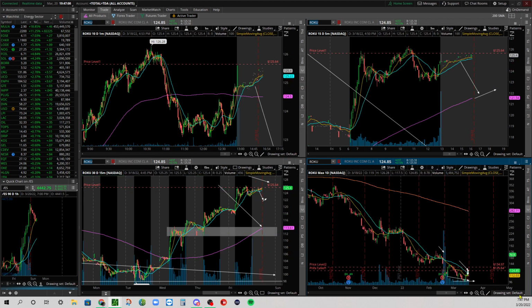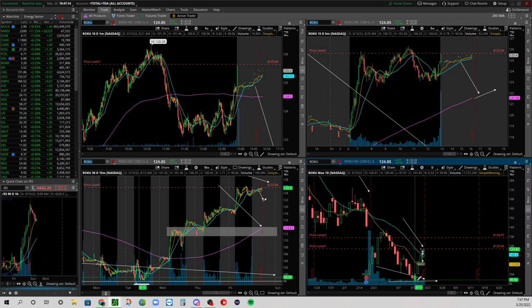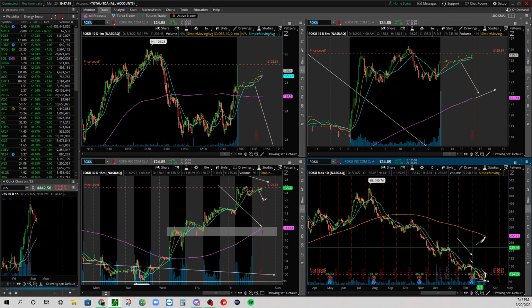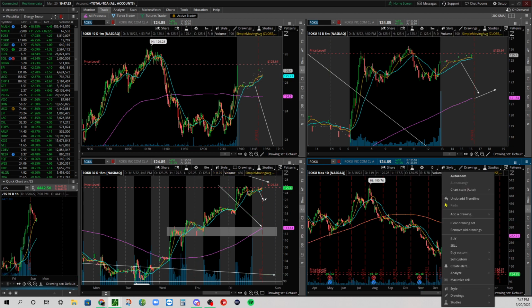Resistance, yeah. I would say it would go to the 200 SMA. If this volume, this guy right here, was the volume for Friday, then I would be like, all right, Roku's going to continue, it has more chance to go up. But that's not the case.